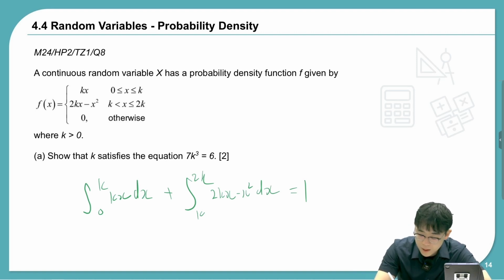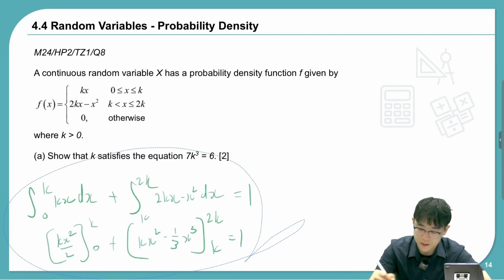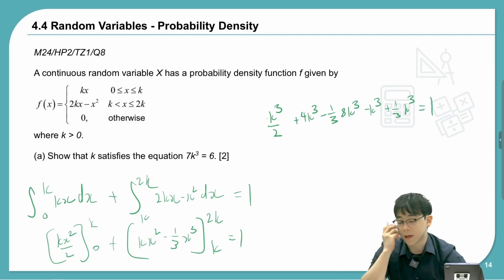So let's try that. We get kx squared over 2 with definite integrals from 0 to k, plus kx squared minus 1 over 3 x cubed from k to 2k. That's going to equal 1. If we substitute these definite integrals, we get k cubed over 2 minus 0, plus 4k cubed minus 1 over 3 times 8k cubed, and then minus k cubed plus 1 over 3 k cubed, which is 1. If you organize everything together, we should get 7k cubed equals 6.